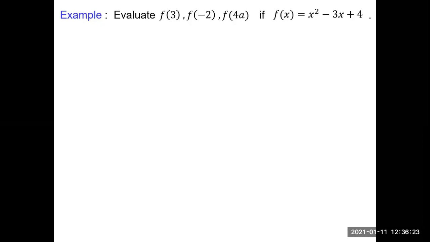Let's take a look then of how to evaluate a function at different inputs. So let's take that same function that we just saw on the previous slide and now try to evaluate each of these quantities. Let's get in the habit of reading them correctly. This would be referred to as f of 3, which simply means to take 3 and use that as the input. Here we have f of -2 and f of 4a.